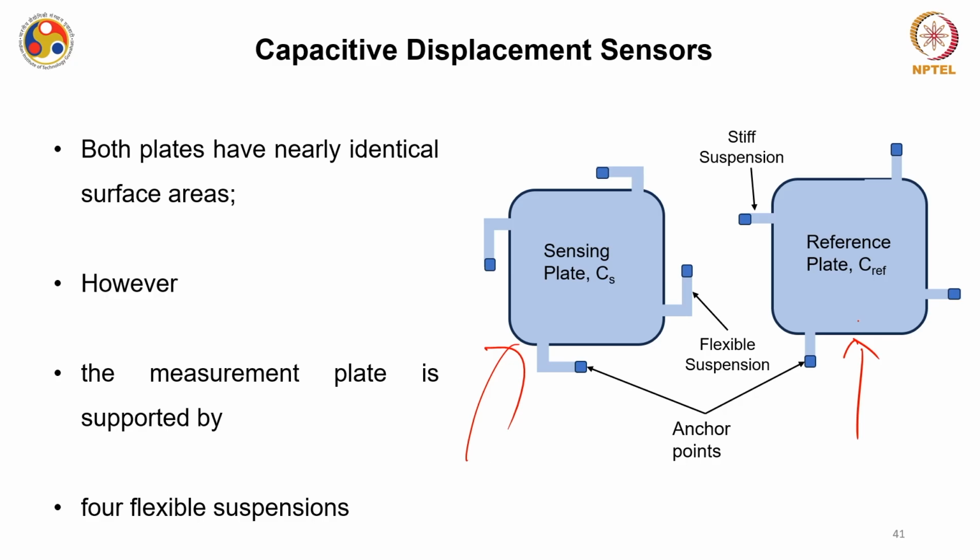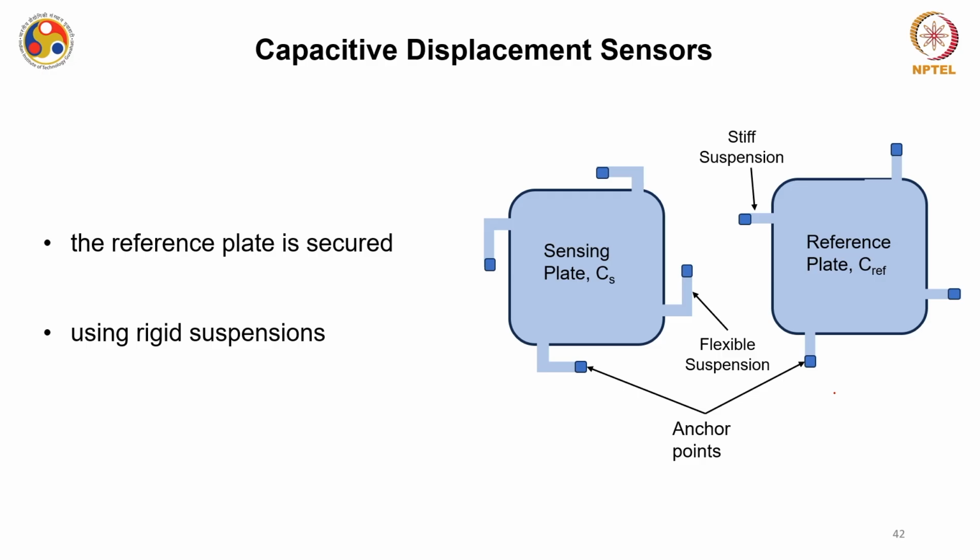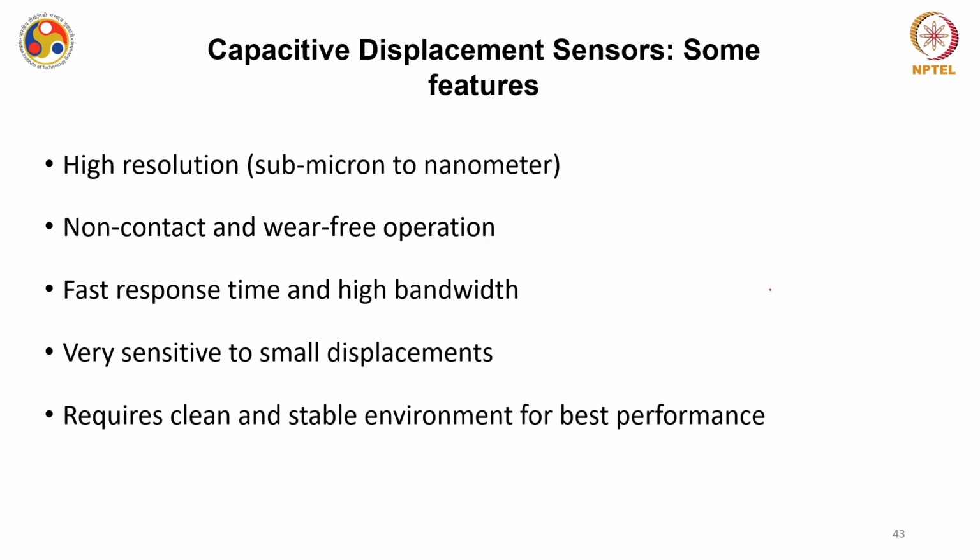However, the measurement plate is supported by 4 flexible suspensions. So these are 4 flexible suspensions, while in the reference plate there is no such suspension. Basically they are stiff suspensions, or these are not moving. So the reference plate is basically secured using this rigid or stiff suspension. So only the movement is because of this sensing plate, and of course this has to be measured with respect to the reference plate.